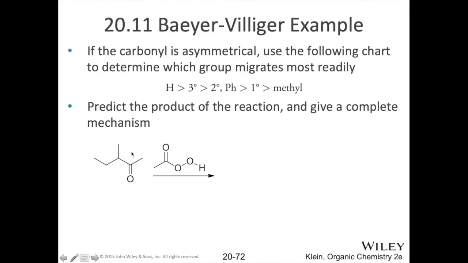So if we look at this ketone over here, and let's look at the two substituents attached to that carbonyl, we have a methyl group here, and here we have a butyl group, but it's attached to that secondary carbon, right? A sec-butyl group, if you will. So that is a secondary alkyl substituent, right? We've got two alkyl groups attached to that carbon, and so that is higher up on the priority list compared to that methyl group that's attached. So in other words, our oxygen is going to insert over here.